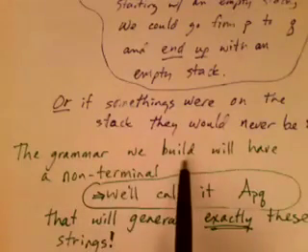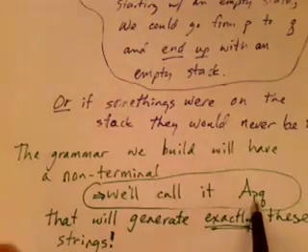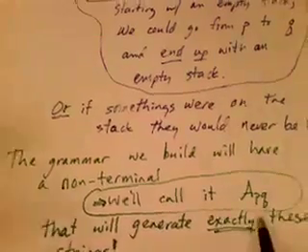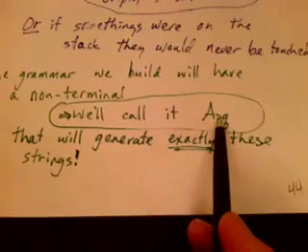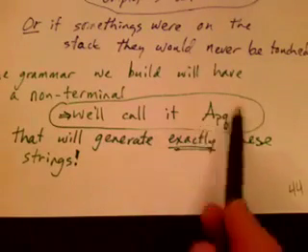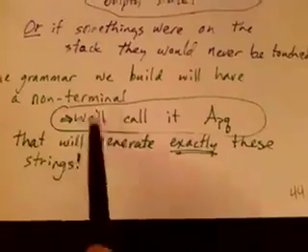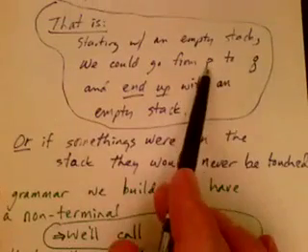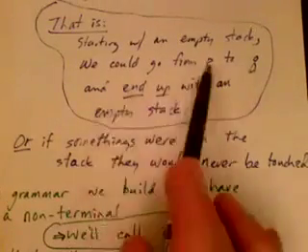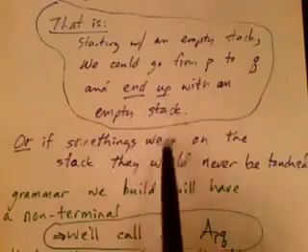In the grammar that we build, we're going to have a non-terminal, and we'll call it A_PQ, where P is a state and Q is a state in the pushdown automaton. So for every ordered pair of states in the pushdown automaton, we'll have a corresponding non-terminal. And that non-terminal will generate exactly the strings that would take us from state P in the pushdown automaton to state Q on an empty stack without modifying the empty stack, and would end up with an empty stack.